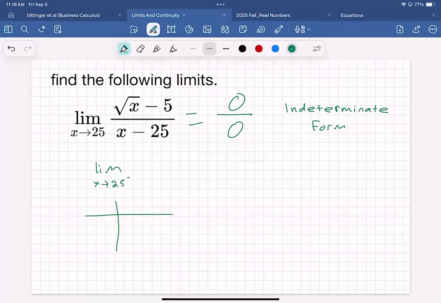Because you're going to have to plug in, I would say, a good 3 values on both sides to show what's going on. I would plug in 24, 24.5, 24.9, and that might help you, right? If you need more, figure it out later. Do the same thing on the other side, 26, 25.5, 25.1. What's going on? If you need more information, get closer to 25.